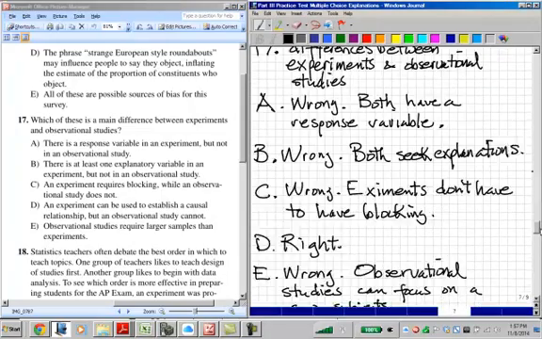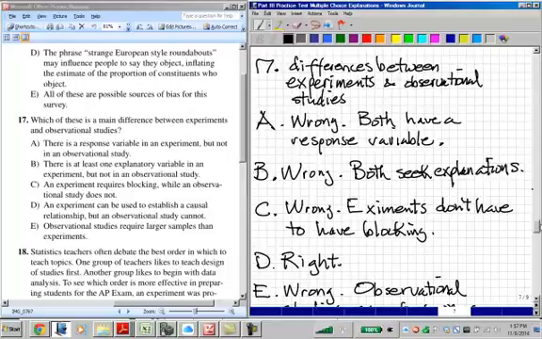All right, 17, differences between experiments and observational studies. A, response variable in an experiment, but not in an observational study. That is totally wrong. Okay, observational studies always have response variables. B, there is at least one explanatory variable in an experiment, but not in an observational study. That's wrong. Both observational studies and experiments are seeking explanations, which means they are looking at both explanatory variables and consequential variables or response variables, factors, if you will. The only thing is the study can't establish cause and effect.